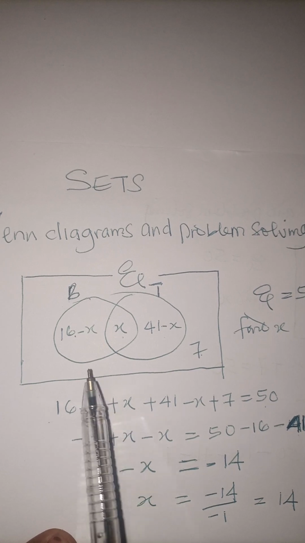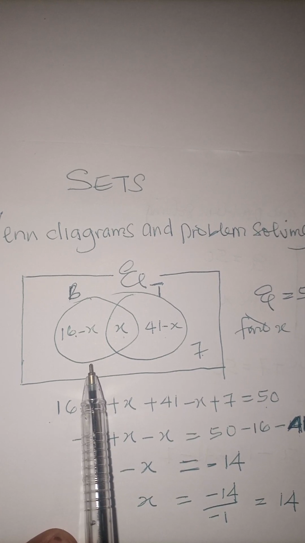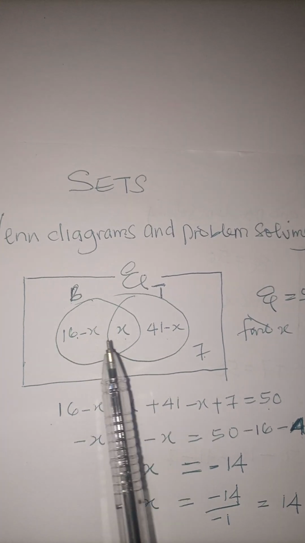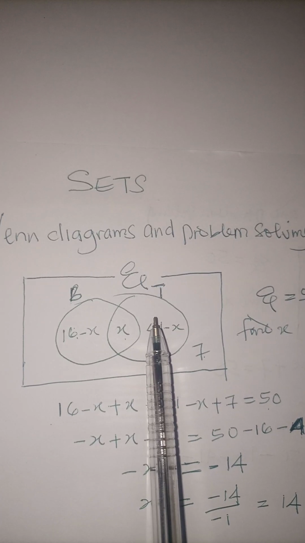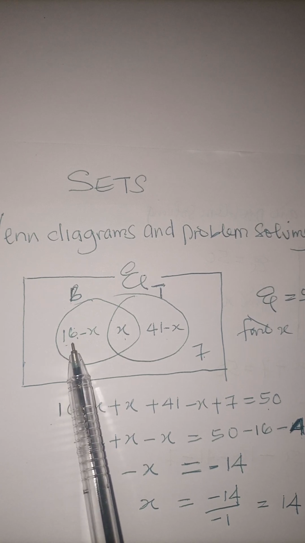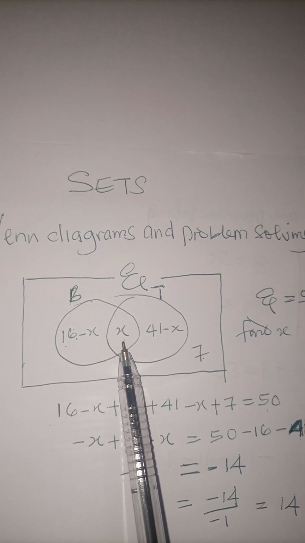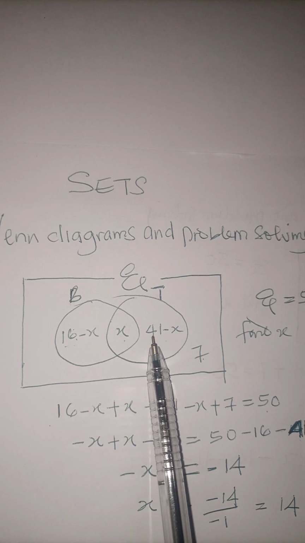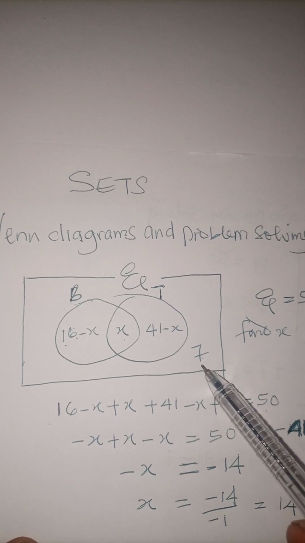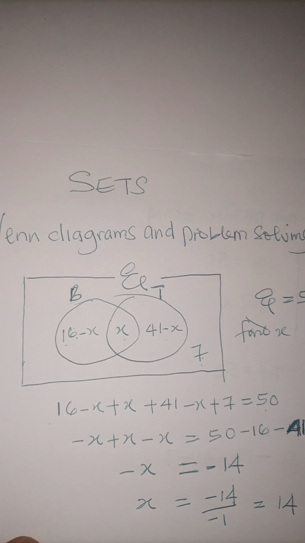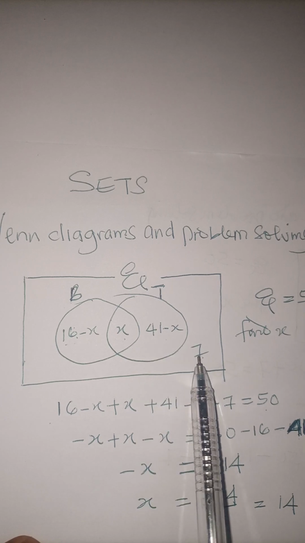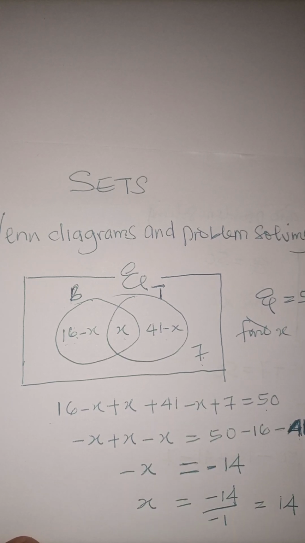I will repeat it again. I said earlier that this is a Venn diagram showing two sets, set B and set T. B stands for basketball, T stands for tennis. The expression for the number of students that play basketball only is 16 minus X, those that play both basketball and tennis is X, and those that play tennis only is 41 minus X. We are asked to find X, and we are told that 7 of the students play neither of the two games. So all we need to do is add this, this, this, and this, equate it to 50, and make X the subject of the formula.